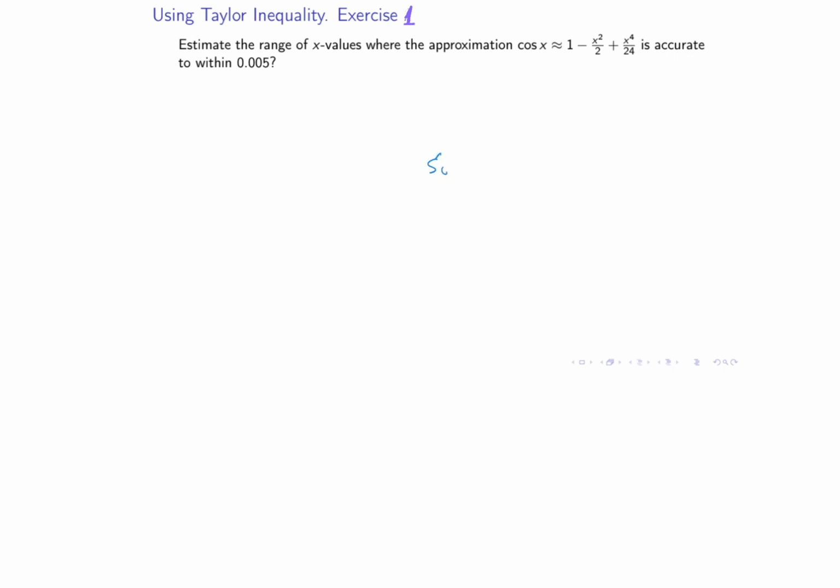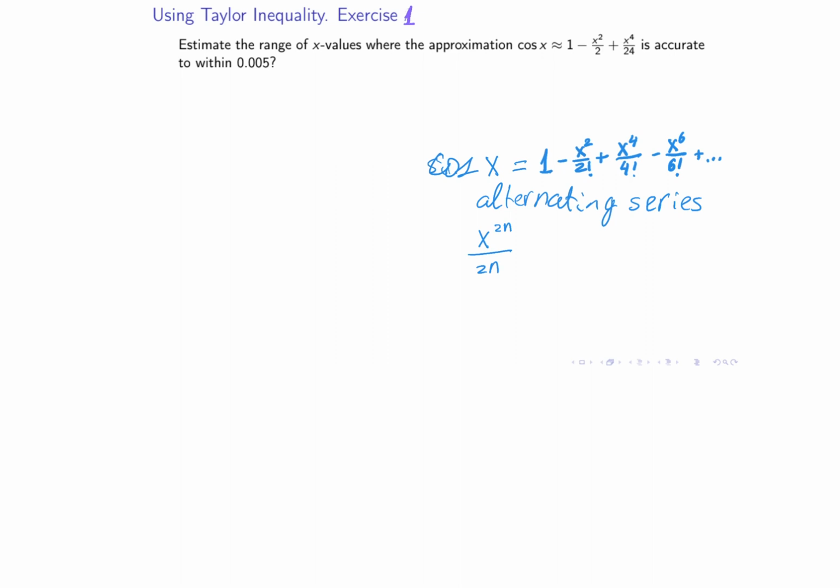So first observe that cosine x has a Taylor series expansion. This is an alternating series. For alternating series, we have a very easy way to estimate approximation errors, if you remember, although that way requires the terms of the series to decrease. So do the terms of the series decrease? First of all, the terms of the series, like x to the 2n over 2n factorial, are all positive. Are they actually decreasing? Let's compare the two terms, x to the 2n over 2n factorial and x to the 2n plus 2 divided by 2n plus 2 factorial.